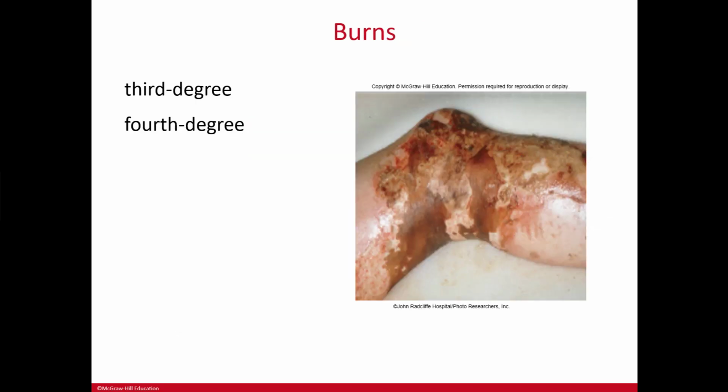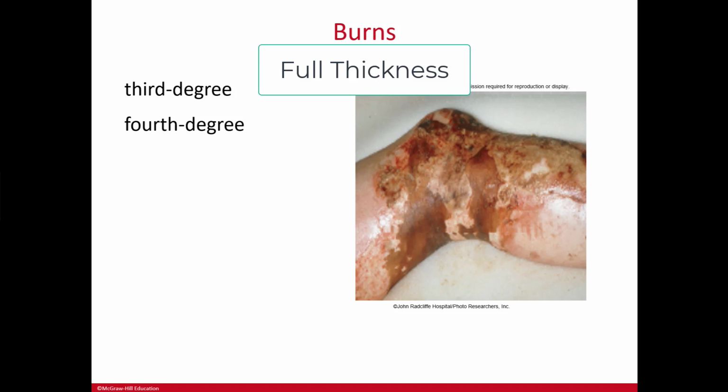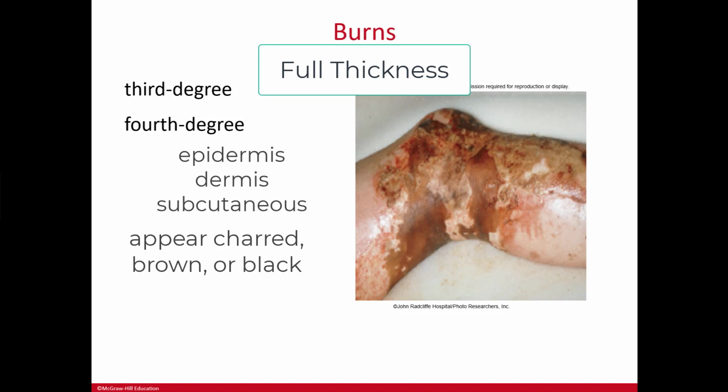Third degree burns are referred to as full thickness burns. These are the most serious types of burns and involve all layers of the skin. The epidermis, the dermis, and subcutaneous tissues are destroyed. The burns appear charred, browned, or blackened. And believe it or not, they're not very painful because the nerve tissues have been destroyed. The areas around the burn, which are generally second degree burns, around the third degree burn, are very, very painful.